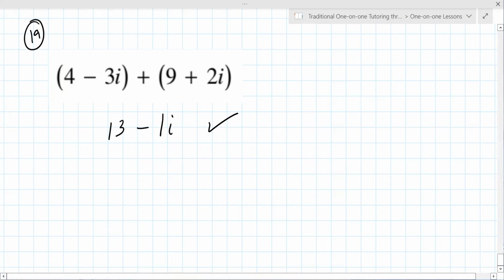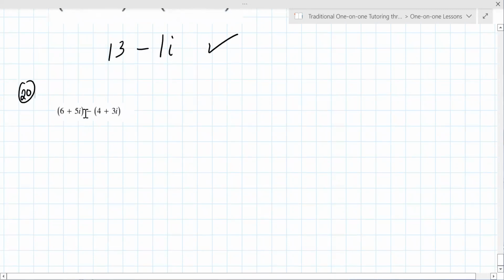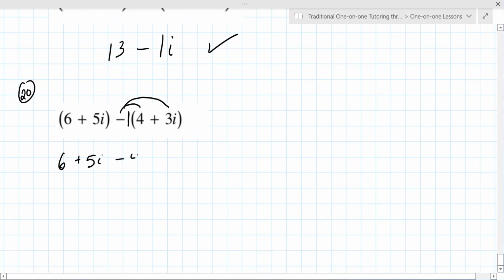All right, now for 20, 20 is the first problem where you do have to deal with these parentheses. So there's this subtraction operator, and there's really a negative. That really means there's a 1 here, -1, so you're distributing this into both terms. The most common one that students forget is the second one. So this is 6 plus 5i minus 4 minus 3i. I like to draw the arrows or lines. Somehow you need to convince yourself that you've tackled both terms.